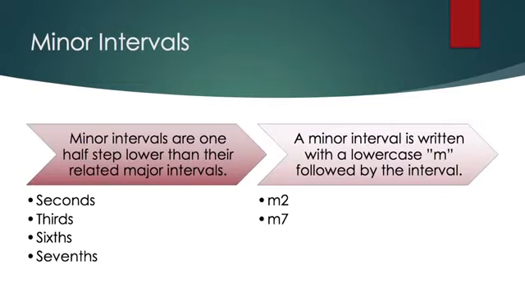With minor intervals, they are a half step lower than their related major intervals. So a minor second is simply 1/2 step lower than a major second. So that's one way to figure out these intervals. With minor intervals, they can be minor seconds, minor thirds, minor sixths, or minor sevenths. And we'd abbreviate that with a lowercase m followed by the number. Same as a major, except you're using a lowercase m instead of an uppercase m.